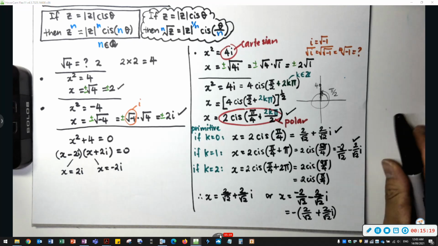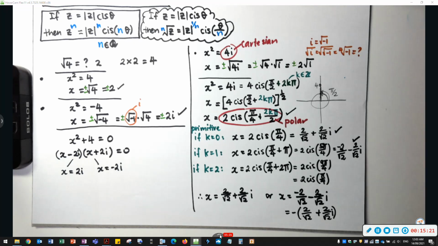The next part you will look at is working out the roots of complex numbers that only have the modulus of 1. They're called roots of unity.